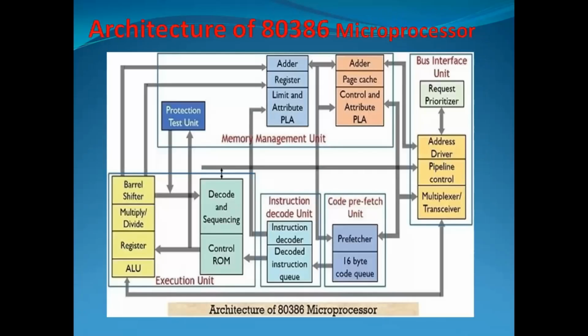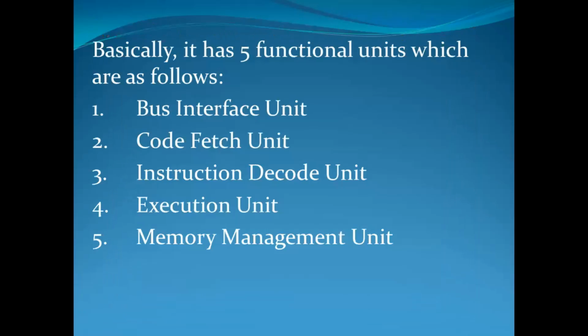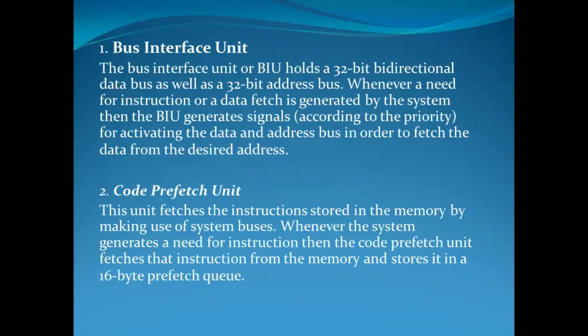Now we'll see the 80386 architecture on the board, which has 5 basic units: bus interfacing unit, memory management unit, execution unit, instruction decode unit, and code prefetch unit. Now we'll see each unit in detail. Bus interfacing unit.